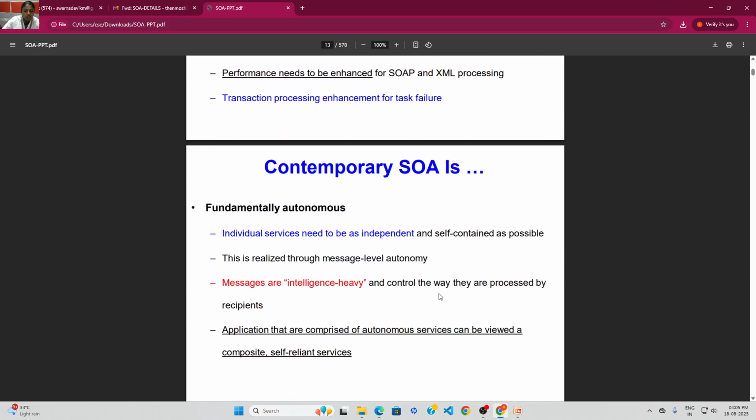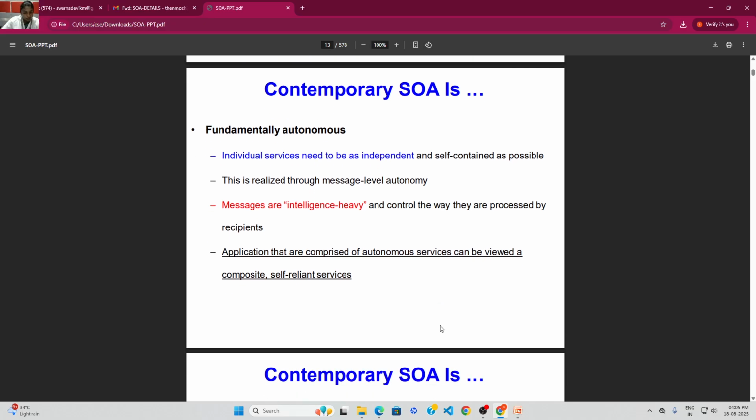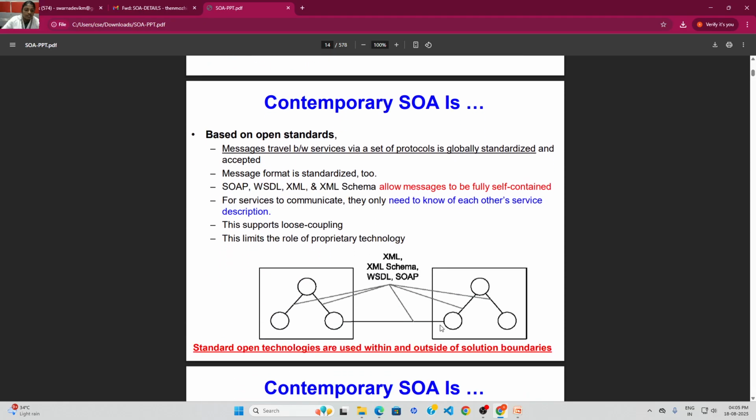Next, fundamentally autonomous. Fundamentally autonomous, it will be self-contained, and it will be intelligence heavily controlled by using recipients. And next, applications are called SOA. And next, the most important thing: XML, WSDL, SOAP, XML schema. Why are these the functions used for SOA?